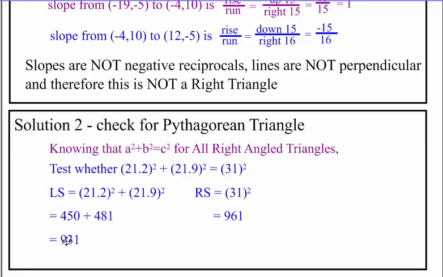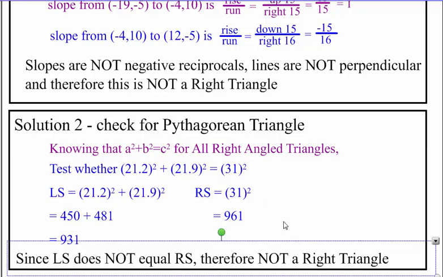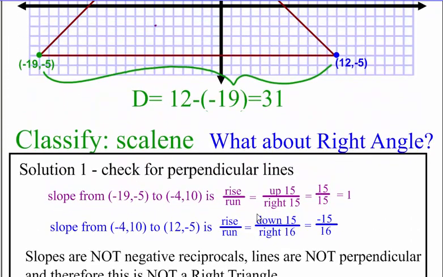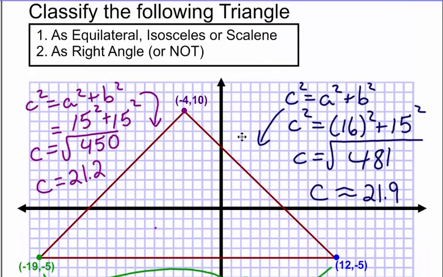And so adding those together, I have 931 as being this side squared and added together. This side squared is 961. And again, we can see, seeing as this combination of a squared plus b squared does not equal the 31 squared, we can therefore say that it is not a right angle triangle. So two different ways to go about finding the right angle given the work that we've been doing.